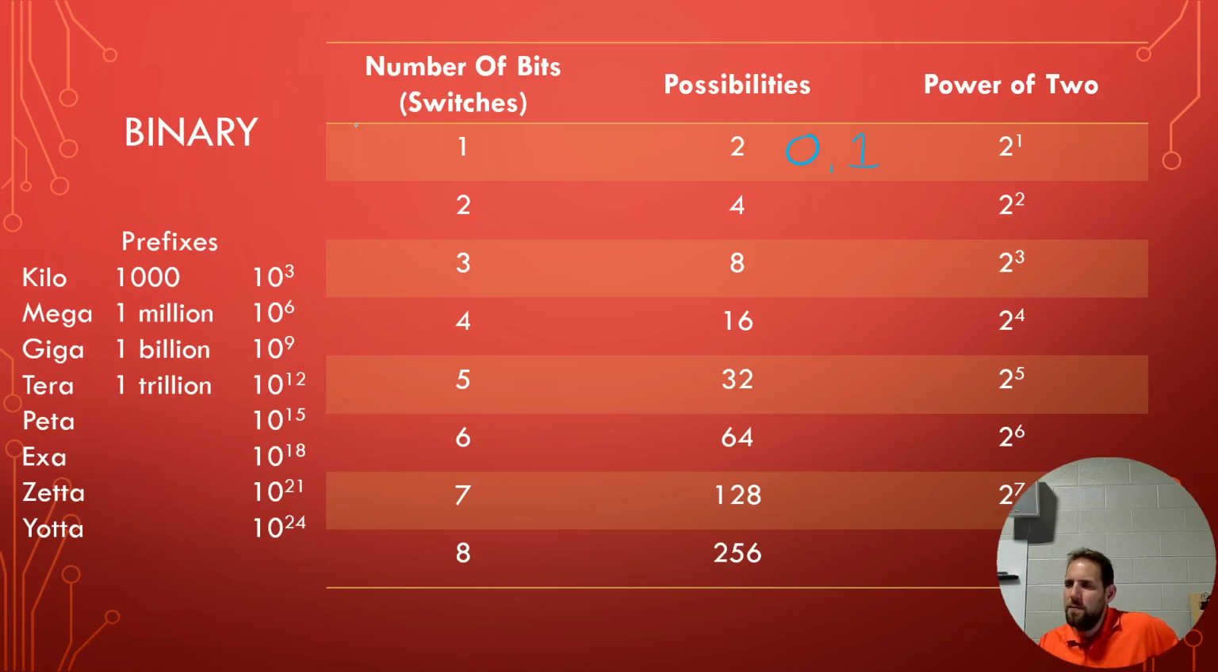Now, if we have 2 bits of information, we now have 4 possibilities, because the first spot can hold a 0 or a 1, and the second spot can hold a 0 or a 1. If I break that all out, you would have 0 0, 0 1, 1 0, and 1 1. All right. So there are 4 different possibilities.